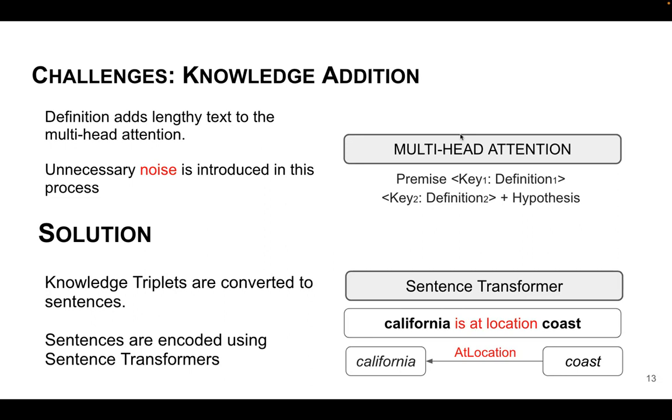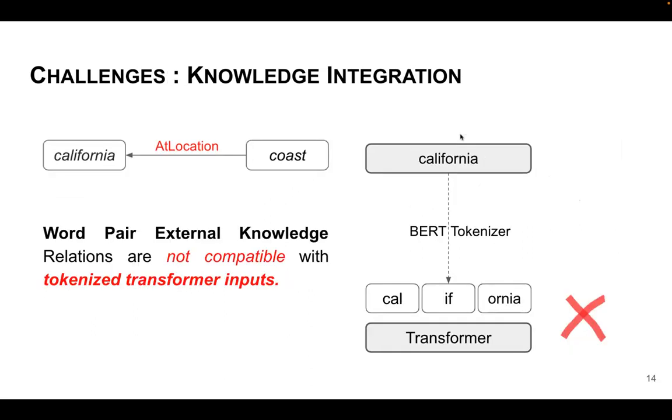We first convert it into a simple sentence, which is easy because we can take this relation and convert it into a simple phrase like "California is at location coast", and then we use a powerful sentence transformer to embed them. So instead of just adding this knowledge as extra context in the input and giving it to the final model, we separately embed this knowledge with the sentence transformer to integrate it.